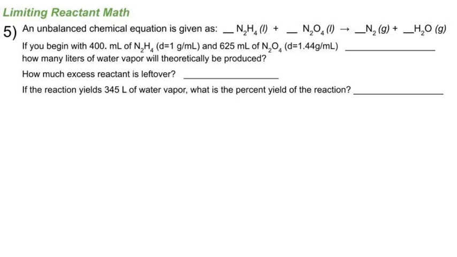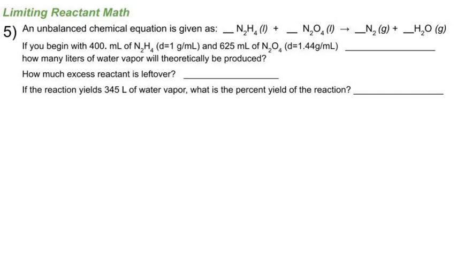Problem 5 says that an unbalanced chemical equation, and it gives us the equation. If you begin with 400 milliliters of N2H4, and it gives us the density value, and 625 milliliters N2O4 with a density value, how many liters of water vapor will theoretically be produced? So this is a limiting reactant problem.